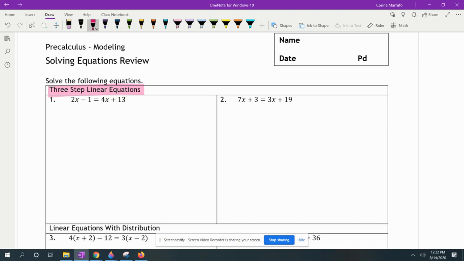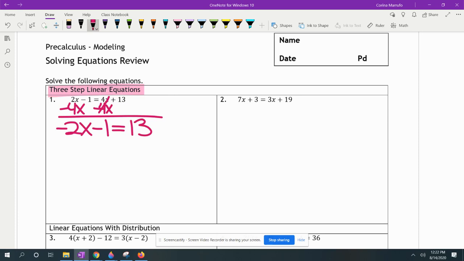Our first step is going to get the x's on the same side. This 4x here, we're going to move it over to the other side by subtracting 4x on both sides. Once we do that, you have 2 x's, you take away 4, you're left with negative 2x minus 1 equals, the 4x minus 4x cancels each other out, and we're left with equal to 13. So that's step 1.